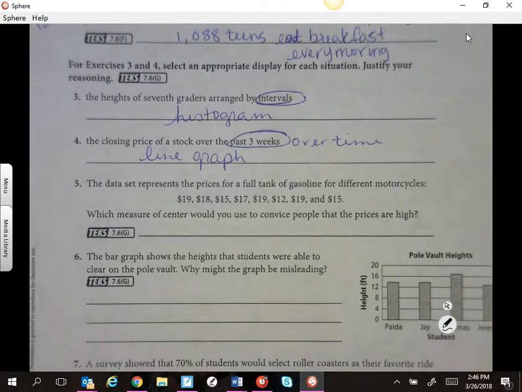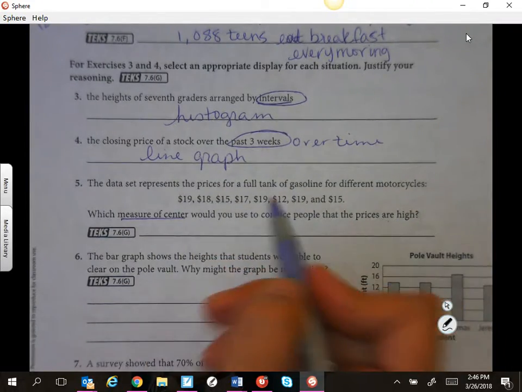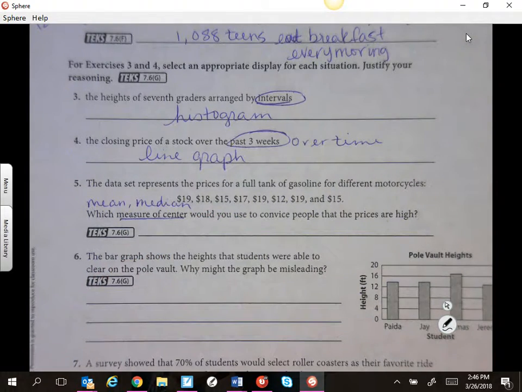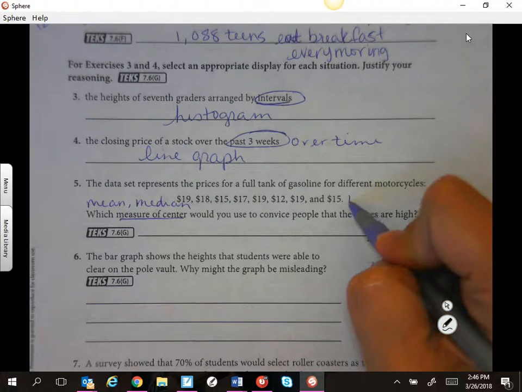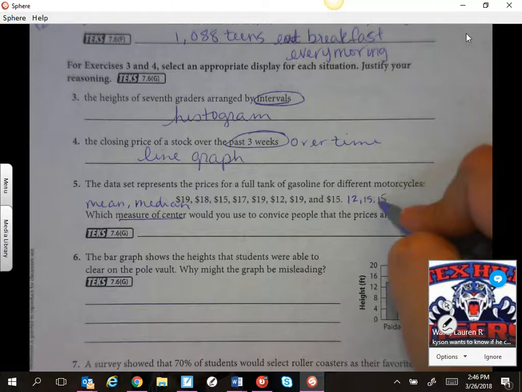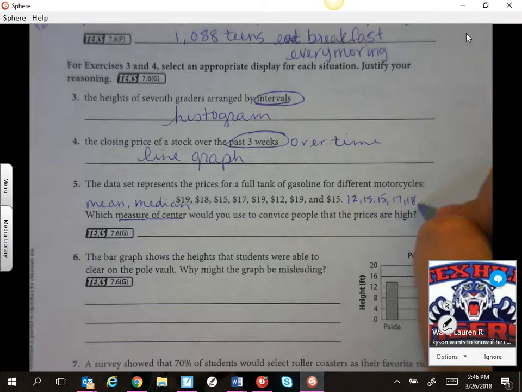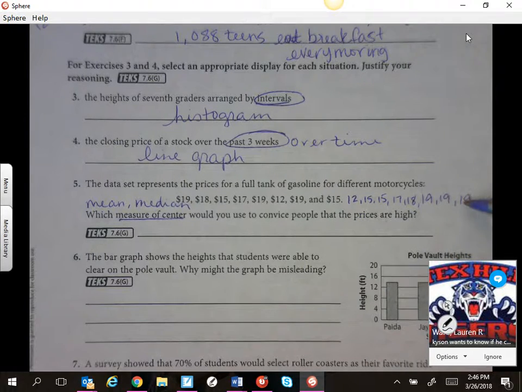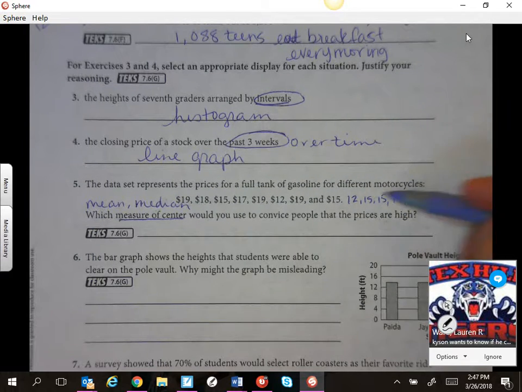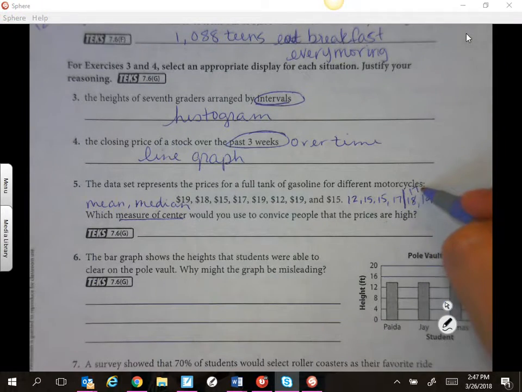The data set represents the prices of a full tank of gas for different motorcycles. Which measure of center? Okay, so our measures of center, if you remember, are the mean and the median. What do you use to convince people that the prices are high? If you notice, these are actually not in order already, so we need to put these in order. 12, 15, 15, and then we have 17, 18, and then we have 19, 19, 19. And I am going to count these, 1, 2, 3, 4, 5, 6, 7, 8, to make sure that we have enough. So the median is 17.5.